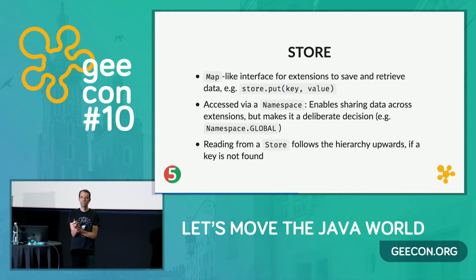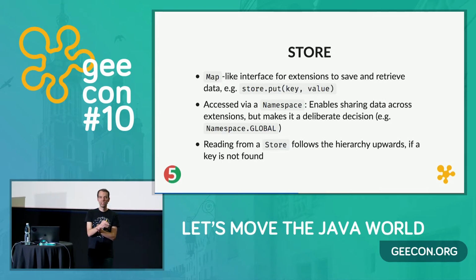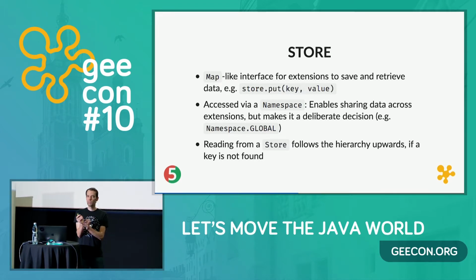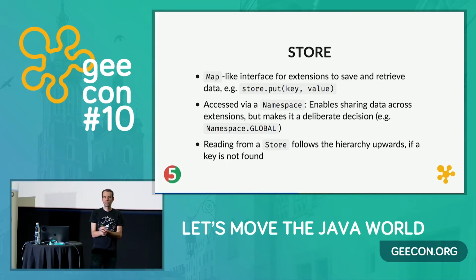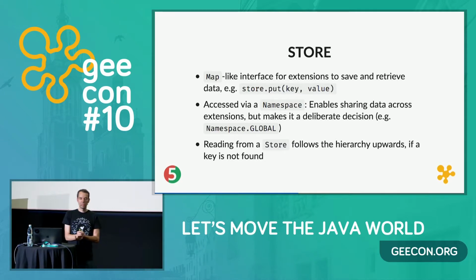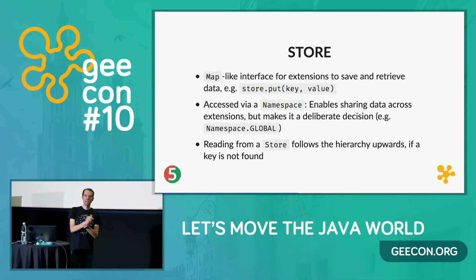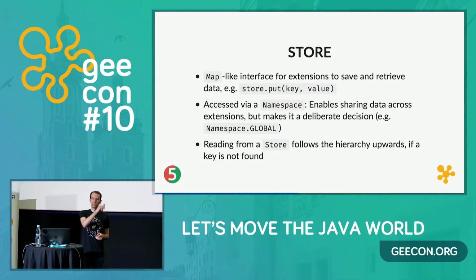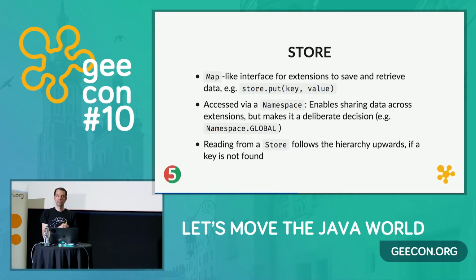That's also possible. So for example, if you store something in a global namespace, some other extension could also access it from that global namespace. And also important is reading from the store. If you don't find something on the method level, for example, it will continue to look up on the class level and get the value from there if it's present.